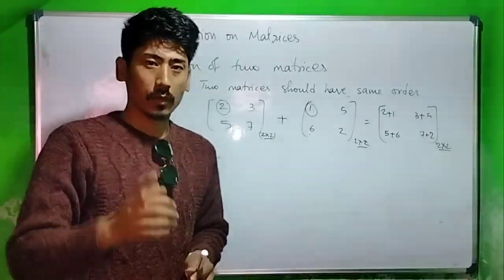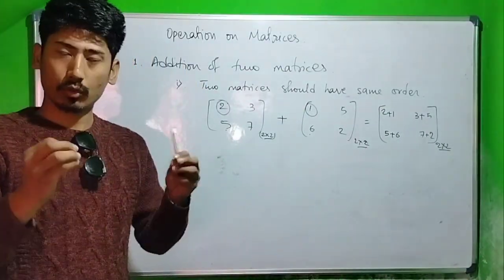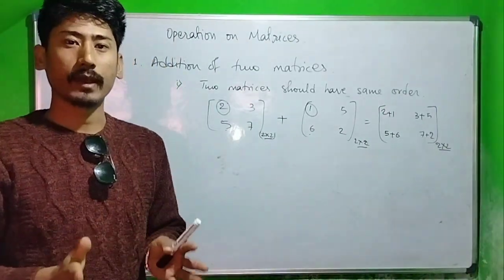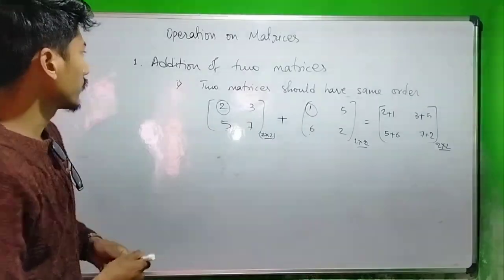It's very simple. But remember one thing, two or three matrices can be added only if they have the same order.